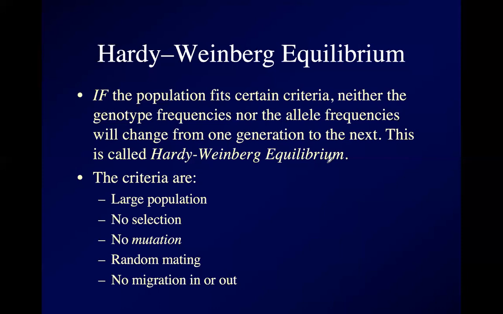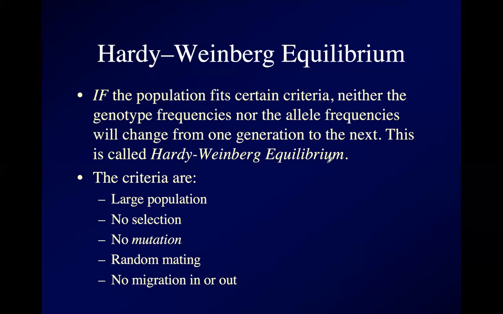That's important because that gives you a null hypothesis. If you study a population and you find out that it's not in Hardy-Weinberg equilibrium, that's important because it means that at least one of those 5 criteria is being violated. Either the population's too small, or there is selection going on, or there is mutation, lots of it going on, or mating is not random, or there's migration in or out, or possibly some combination of those.